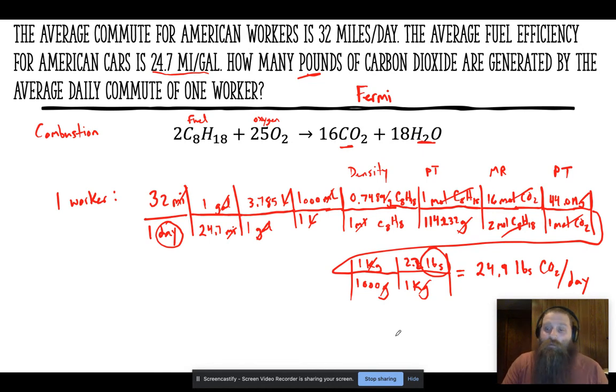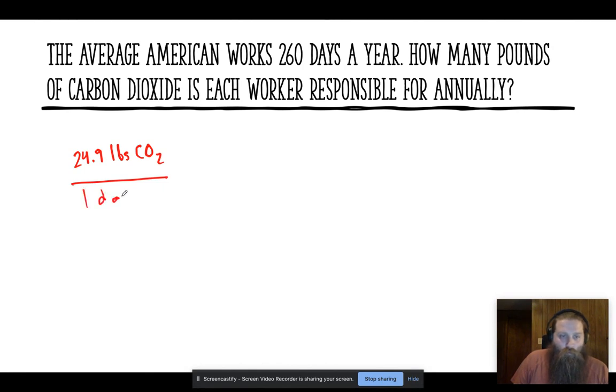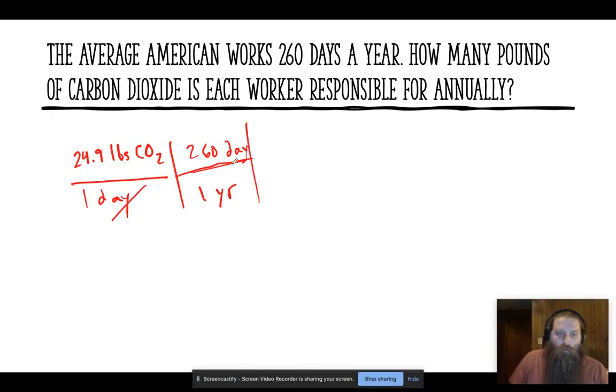All right, let's take it a little further. Now let's add in some of our conversions. The average American worker works 260 days a year. So how many pounds of carbon dioxide are they responsible for annually, each worker? Well, this one's easy. 24.9 pounds of CO2 per 1 day, and the average worker is going to work 260 days in 1 year. There we go. Days on top, days on bottom cancels. Now I'm going to have pounds per year.